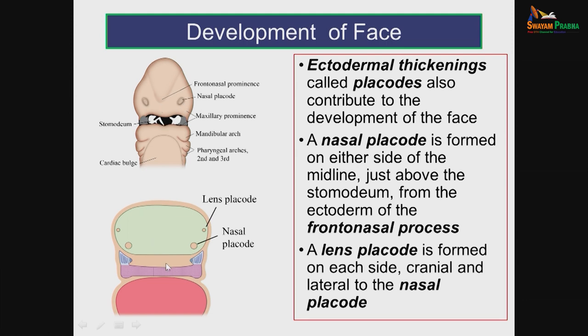You can see in the lower picture, above the stomatodium, in the frontonasal process, on either side of the midline, you have the nasal placode formed. Just cranial and lateral to it, another placode is formed, which is called lens placode. I will refer to this once we do a part of the development of eye along with the development of face and palate. So, now at this stage, there are 2 placodes. One is the nasal placode, another one is the lens placode.